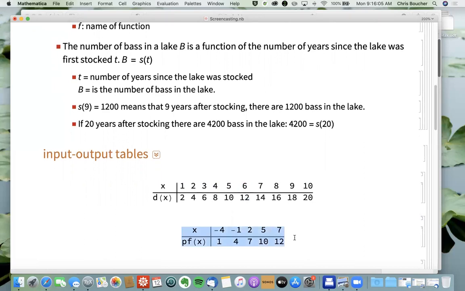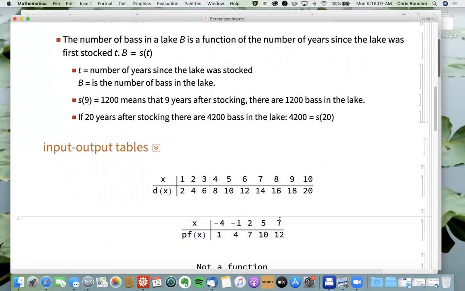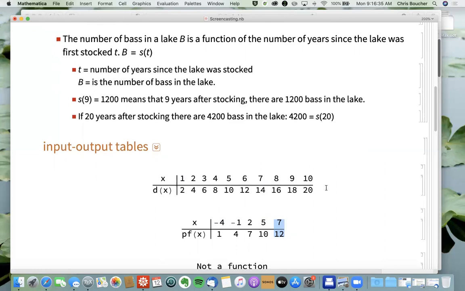Here is an input-output table for the +5 function. I've just picked a few random inputs here. And you can see that right below them are the corresponding outputs. So if I plug the input 7 into the +5 function, I get the output of 7 + 5 = 12. So these kinds of tables can be useful ways of communicating functions. It's a more numerical, data-driven look at what the function is doing.